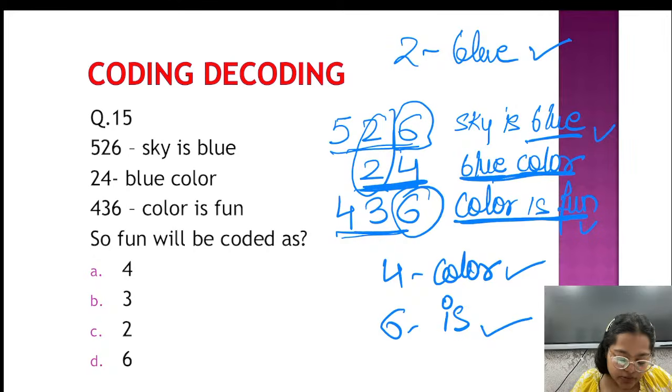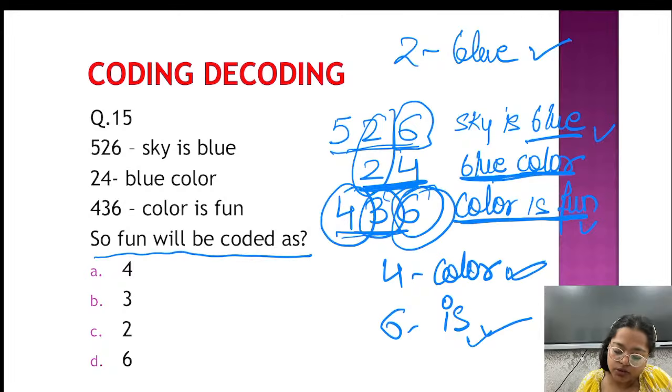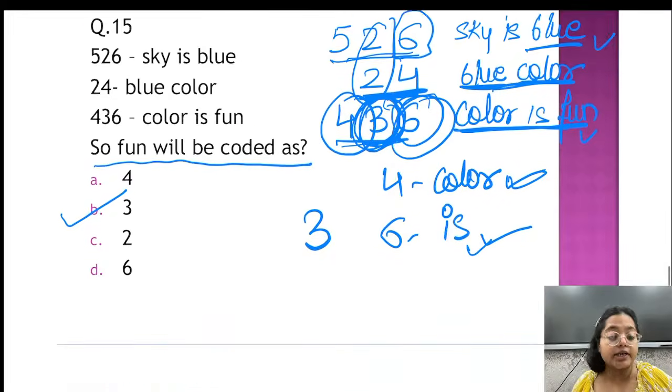Now what does the question say? So fun will be coded as, 4 is coded for color, 6 is coded for is, so the number that remains is 3. So 3 is coded for fun. Okay, so the correct answer would be B.